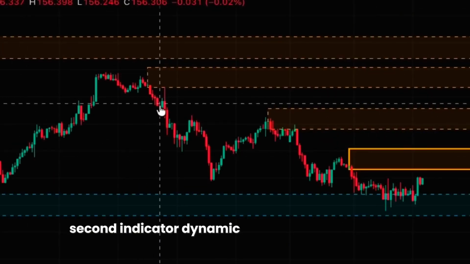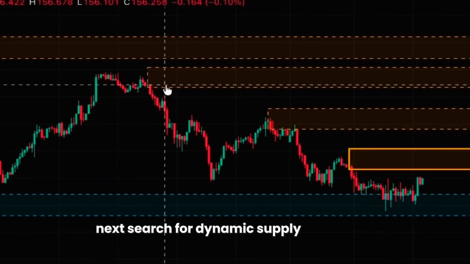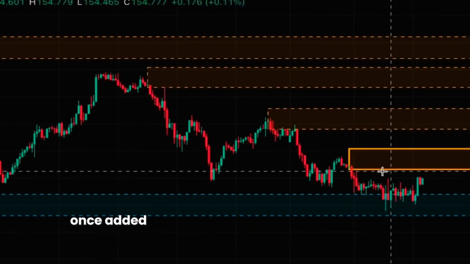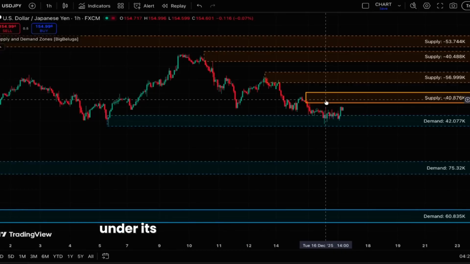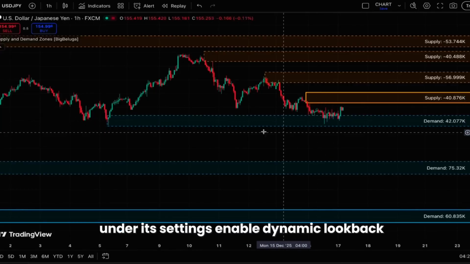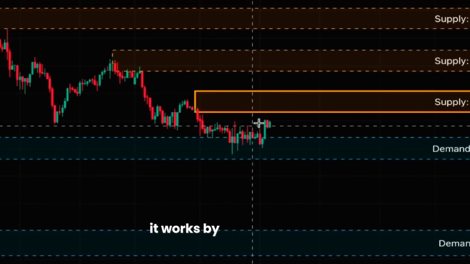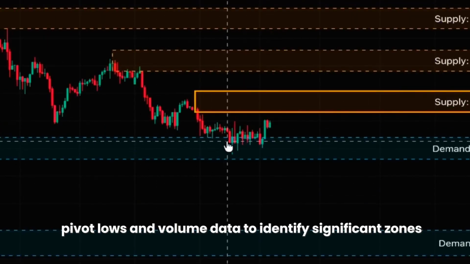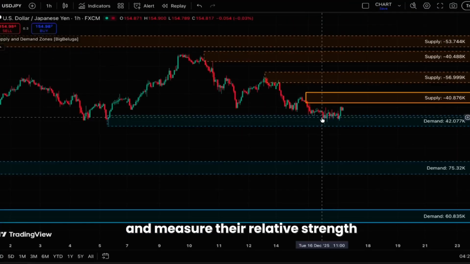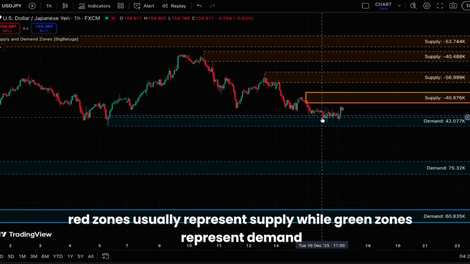Second indicator, dynamic supply and demand zones. Next, search for dynamic supply and demand zones. Once added, this indicator shows levels with a built-in volume profile. Under its settings, enable dynamic lookback, so the indicator adjusts automatically to market changes. It works by using pivot highs, pivot lows, and volume data to identify significant zones and measure their relative strength. Red zones usually represent supply, while green zones represent demand.